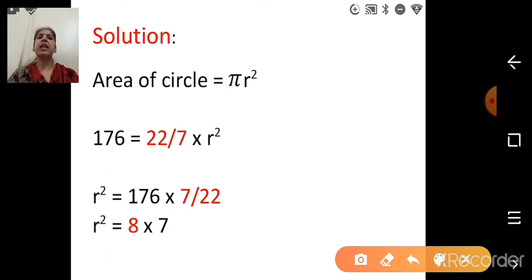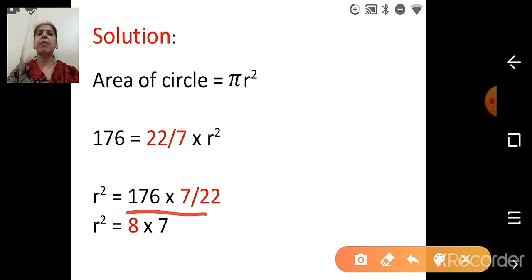So substitute the values. Area of circle given is 176 is equal to pi. What is the value of pi? 22 upon 7. This slash which you see is upon. Always remember this is upon. So 22 upon 7 into r square. So the next step is r square is equal to, because we have to find the value of r.